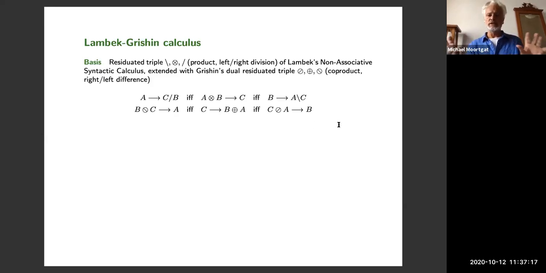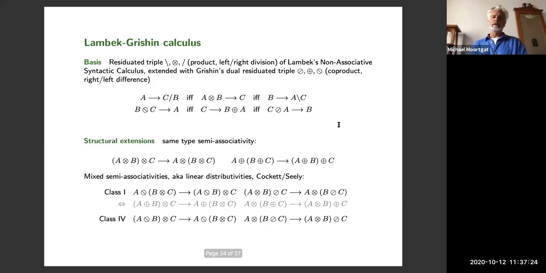So that's the basis, a non-associative basis with a product family and a co-product. And then one can extend that pure residuation and co-residuation basis with structural postulates. So for the problem at hand, this would be semi-associativities of the same type. So either a product semi-associativity or a co-product semi-associativity, related by duality as we have it in the Fourier graphs.